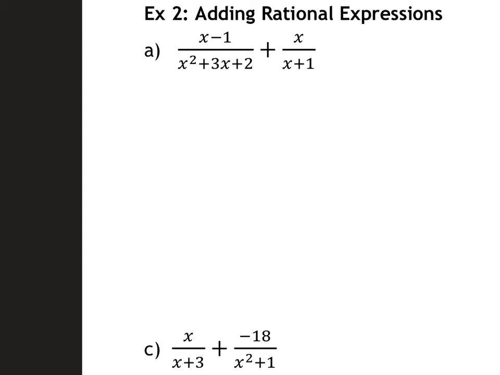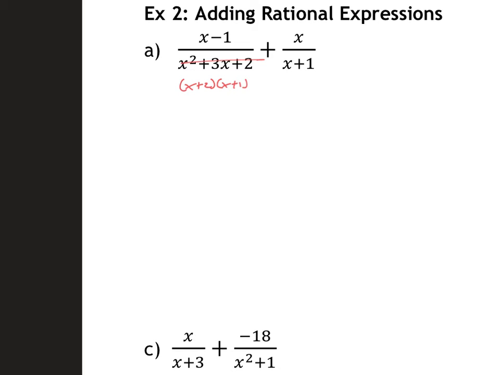So the very first thing I want to do is factor everything. I'm not going to draw the charts. If you need to, pause it and draw the charts each time. I'm just going to go ahead and factor it. So what factors of 2 add to give you 3? That's going to be 2 and 1. So x plus 2 and x plus 1. So everything is factored.